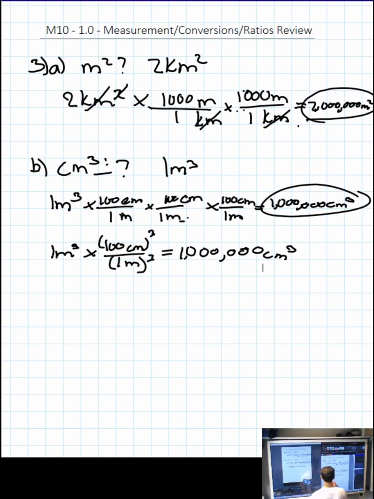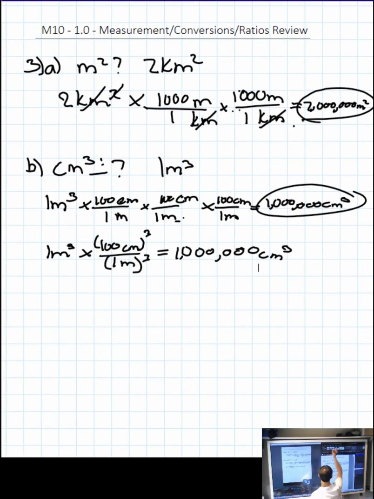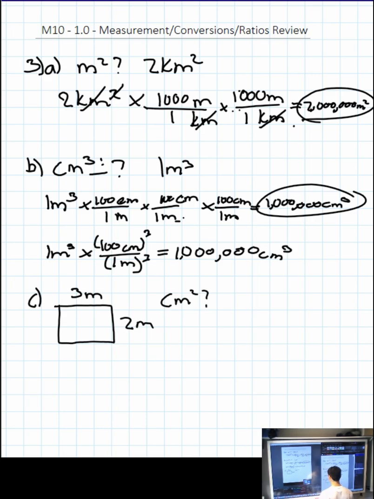Okay, so this time we have a rectangle. Let's draw a rectangle and put 2 meters as the width and 3 meters as the length. Notice it doesn't matter where you put them. Now notice the question says it wants the answer in centimeters squared. So we're going to do this in 2 different ways.